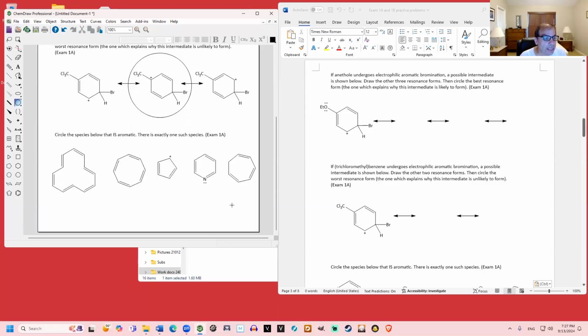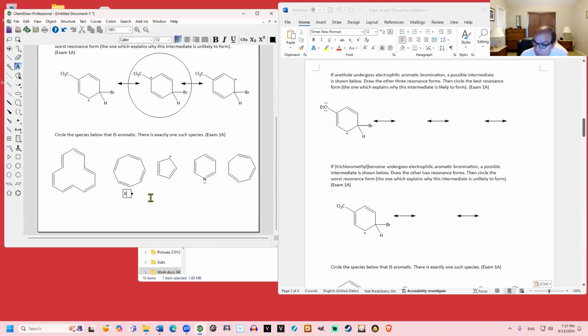And then finally, of these 5 species, circle the species that is aromatic. There is exactly one such species. Well, we can cross these out one by one. We were very clear that cyclooctatetraene is not aromatic because it has 8 pi electrons. That's the wrong number of pi electrons. It turns out further that cyclooctatetraene is not planar.